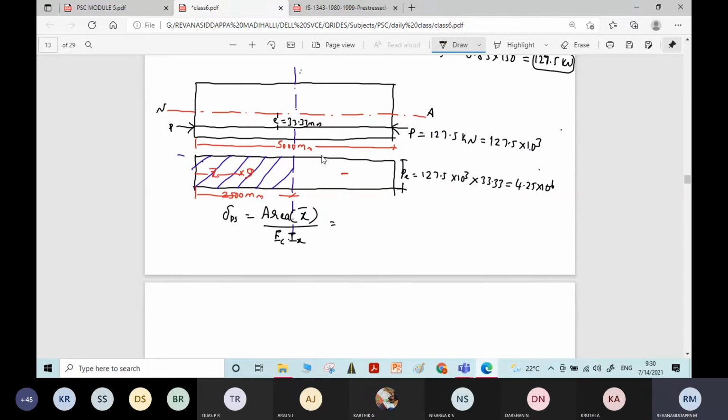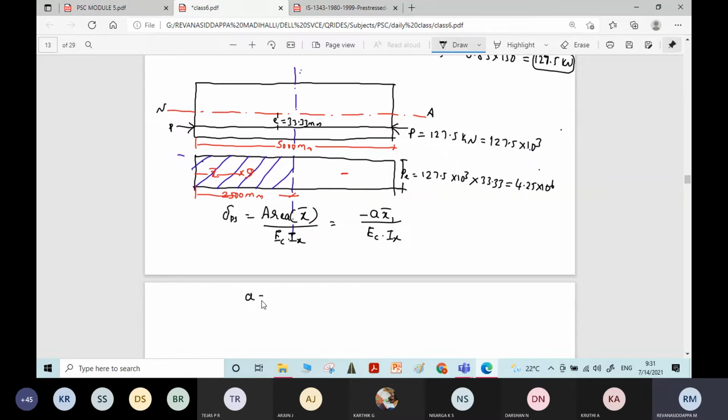I have given the clear guidelines in module 2. Okay, you can refer there. The sign will be negative because this pressure force will cause hogging bending moment. That is why the sign is negative. Therefore, area is minus A into x1 bar divided by EC into IX.